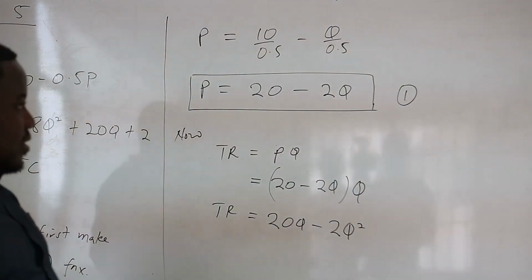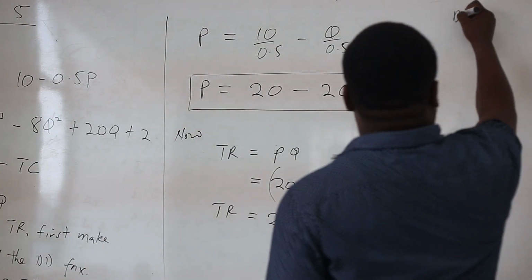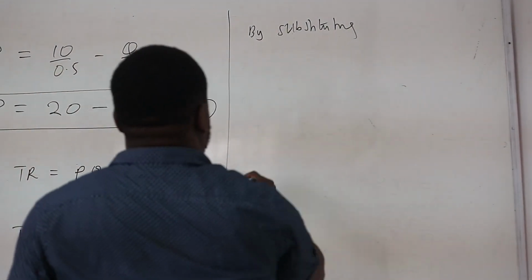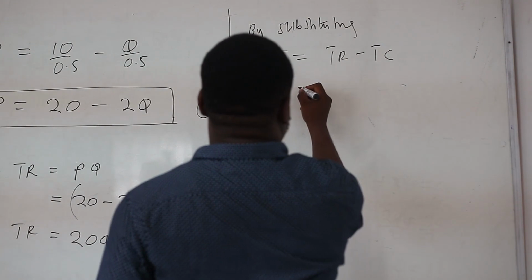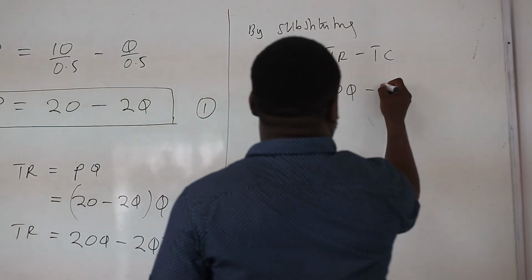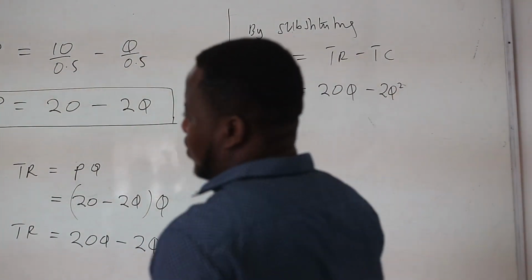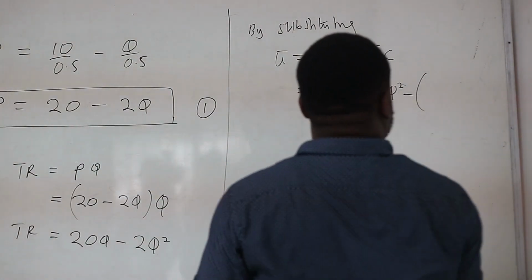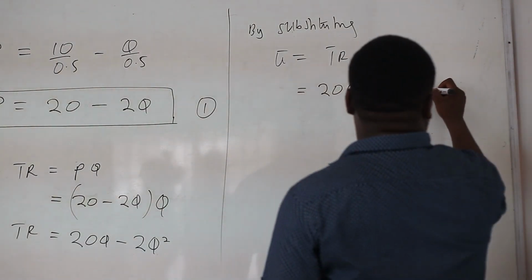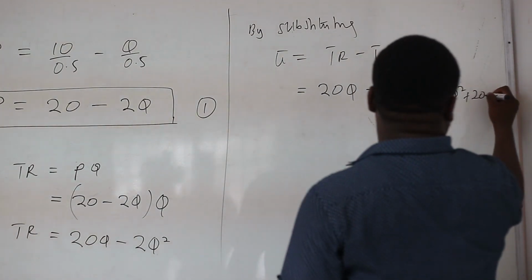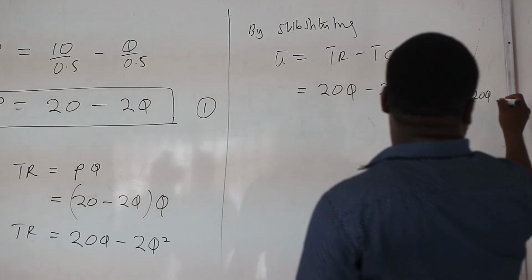Okay? So by substituting, pi, which is profit, is equal to total revenue minus total cost, and this is equal to, total revenue is 20Q minus 2Q squared, and because this is minus, we have to put the total cost function in brackets. So we have 3Q minus 8Q squared plus 20Q plus 2.